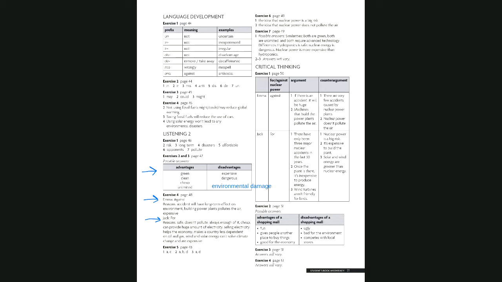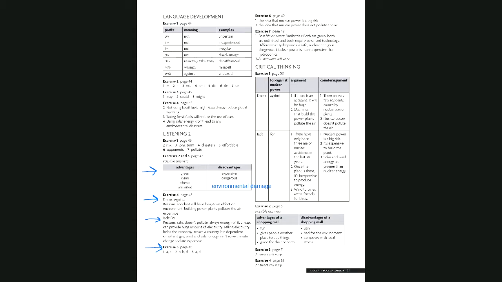Okay, good. And then he also talked about helping those other countries that need to improve their economy. And it makes a country less dependent on oil and gas. These are all good reasons that Jack shared in his part of the audio. All right, and that leads us to exercise 5 on page 48.